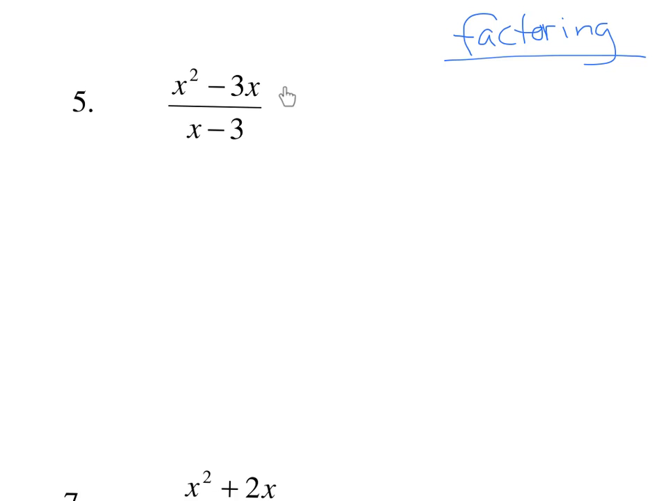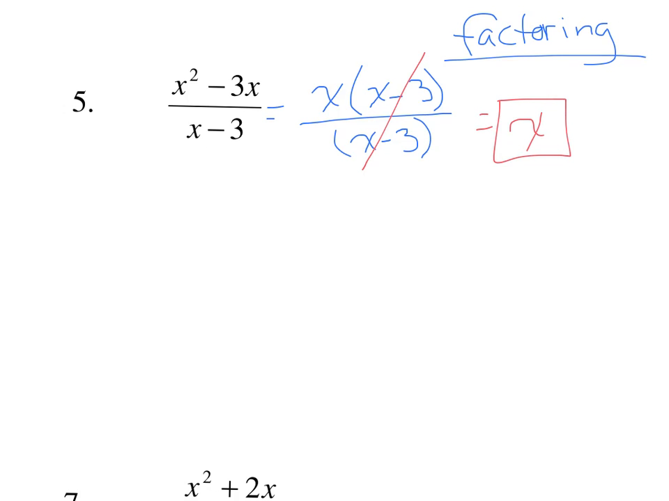The first thing we look for with factoring is a GCF, and it does look like they have an x in common. So when we factor out the x, we're left with x minus 3. The denominator here is just x minus 3. There's nothing there to factor. There's no GCF. It's not the difference of squares. And then we can reduce off the x minus 3's that match, and we're left with just x.